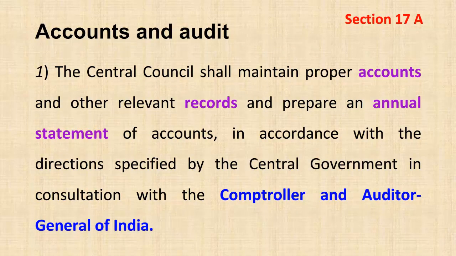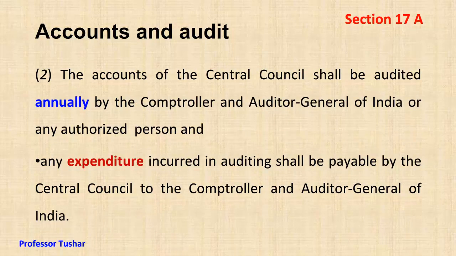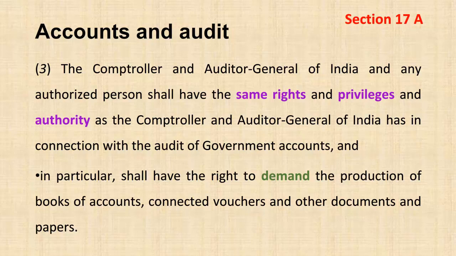Accounts and audit. Section 17A. The Central Council shall maintain proper accounts and other relevant records and prepare an annual statement of accounts, in accordance with the directions specified by the central government in consultation with the Comptroller and Auditor General of India. The accounts of the Central Council shall be audited annually by the Comptroller and Auditor General of India or any authorized person, and any expenditure incurred in auditing shall be payable by the Central Council to the Comptroller and Auditor General of India.